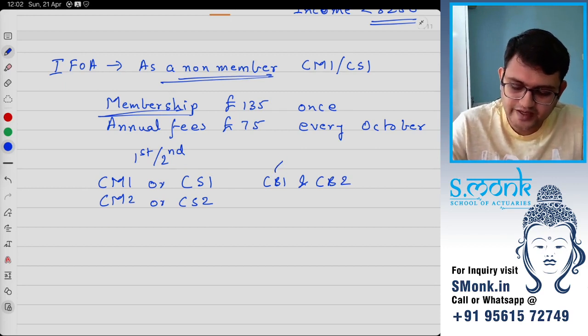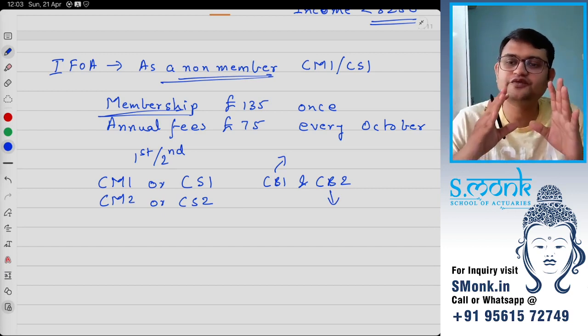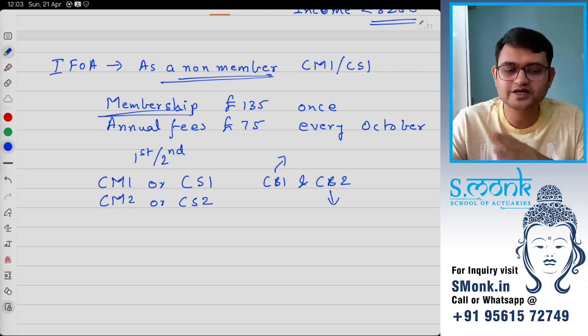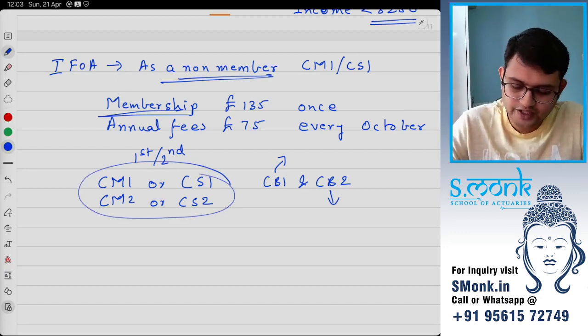CB1 is accounting and finance, and CB2 is economics. You get a very good understanding of the financial world and the economic world, but it is not related to these papers. So you can give them at any time.